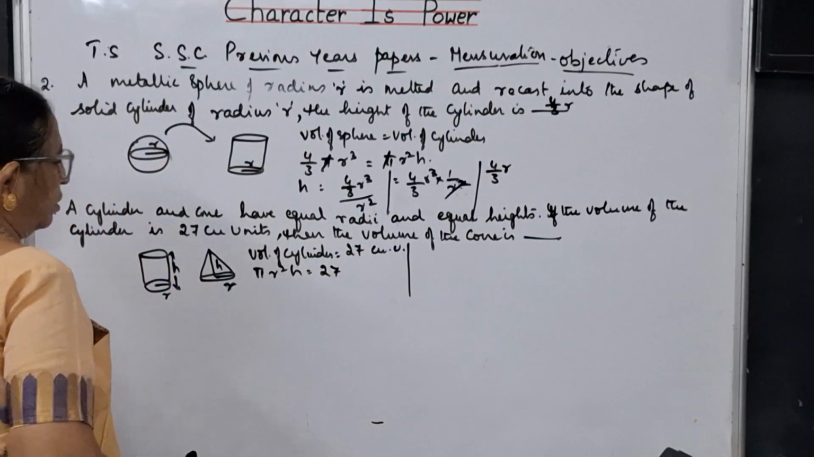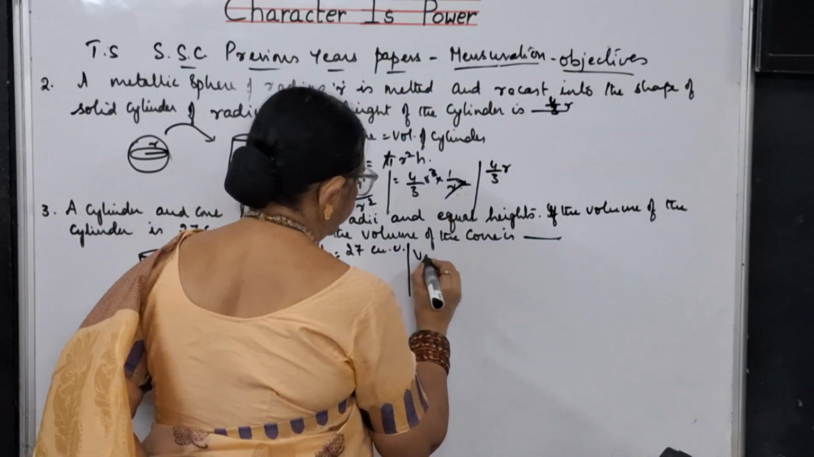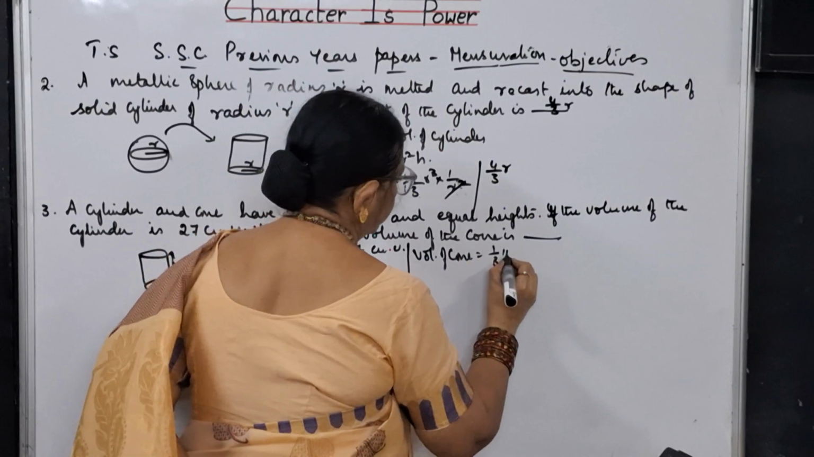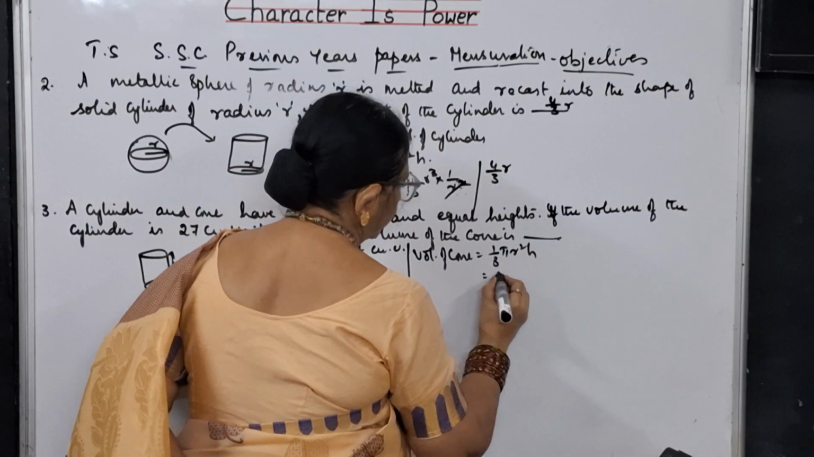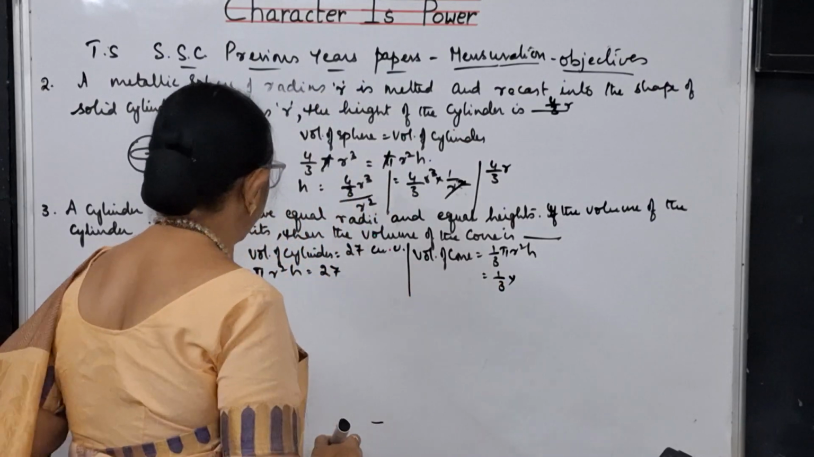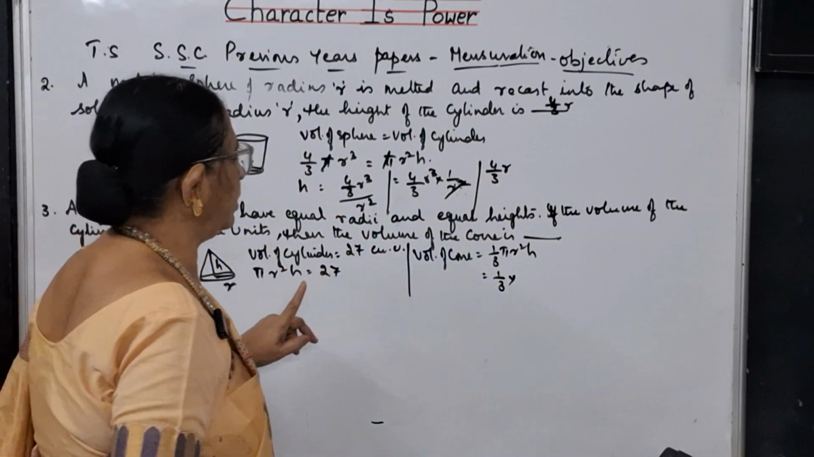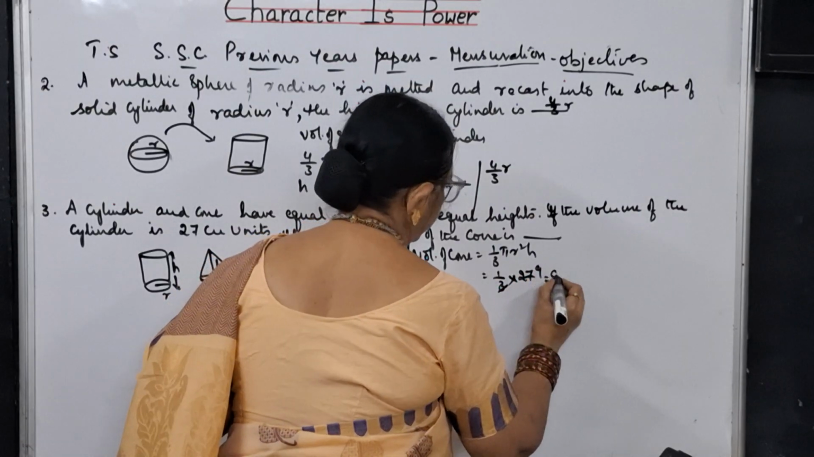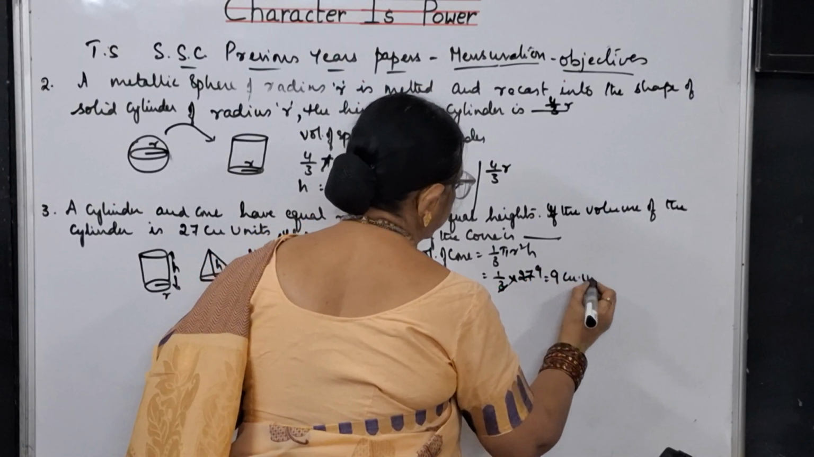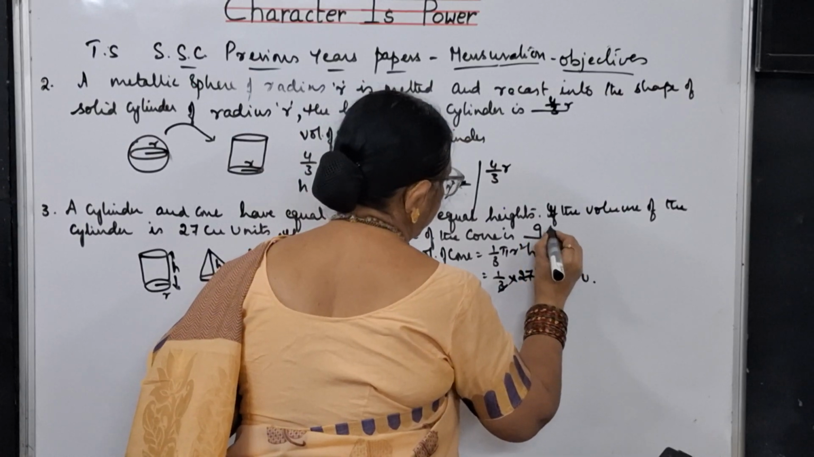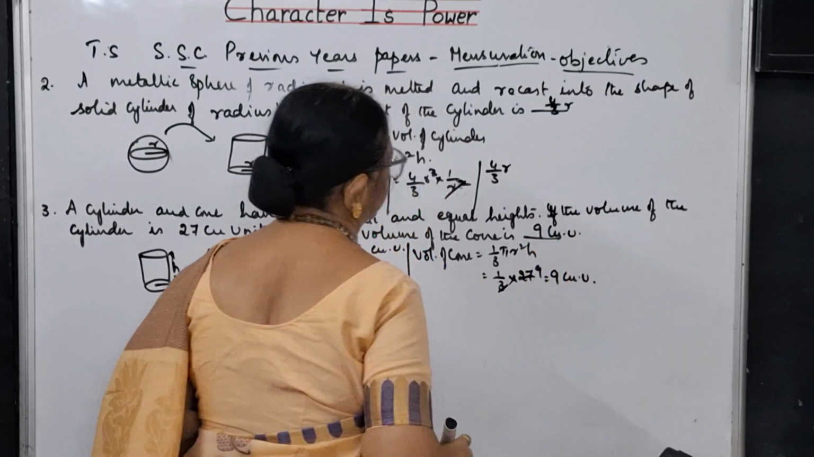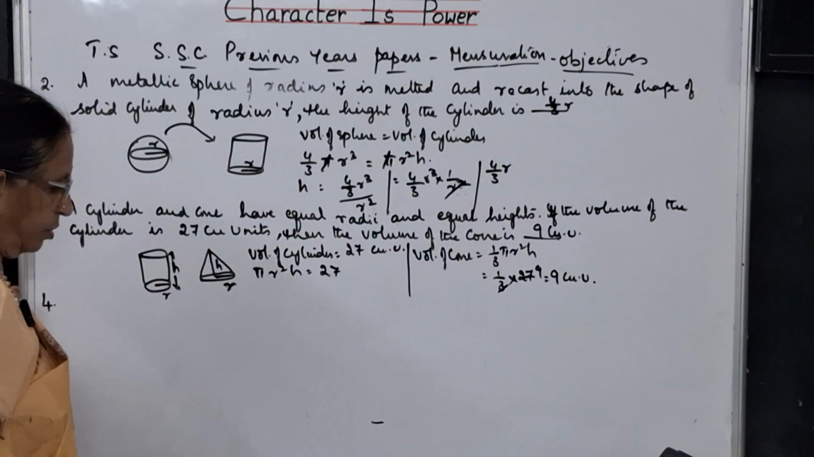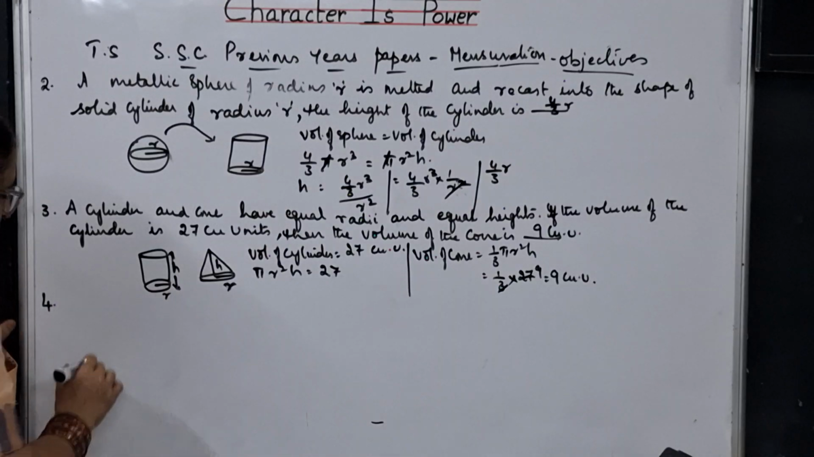Now you want volume of cone. Volume of cone is 1/3 pi r square h. That is 1 by 3 into pi r square h, which is 27. So take 27, 3 ones are 3, 3 nines are 9 cubic units. So the answer is 9 cubic units. This is the third problem. Now the fourth problem.